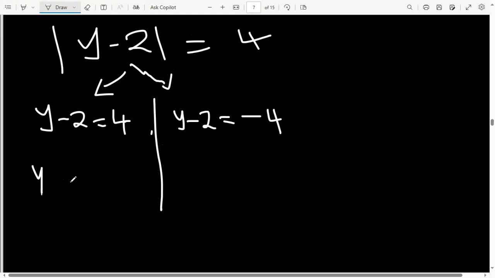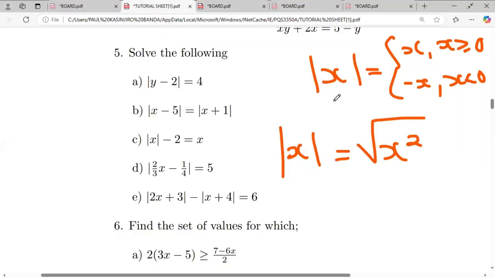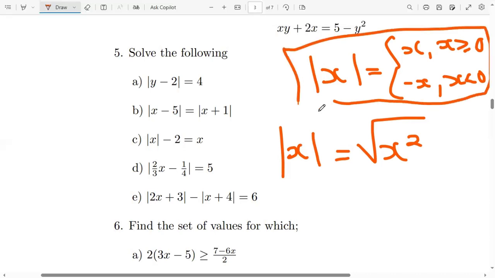So y will just be equal to 4 plus 2, so y is equal to 6. And if we solve the other, y is equal to minus 4 plus 2, so y is equal to minus 2. So the answer here can be y is equal to minus 2 or 6. Here I've used the first definition of the modulus. But if you want, you can use the second one, so let's use it to see if we find the same answer.